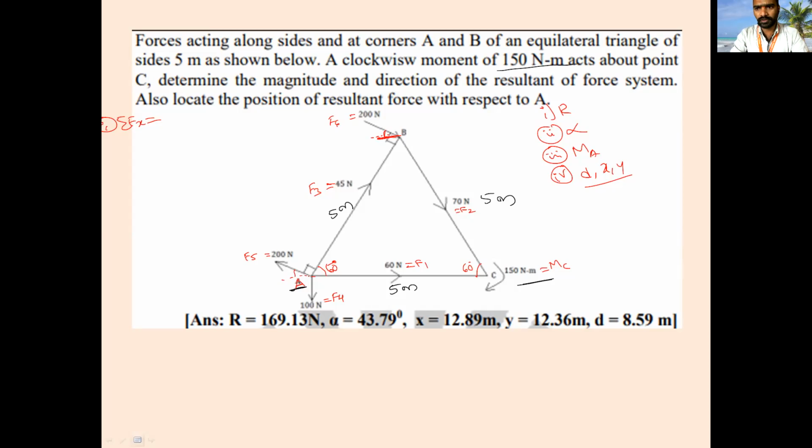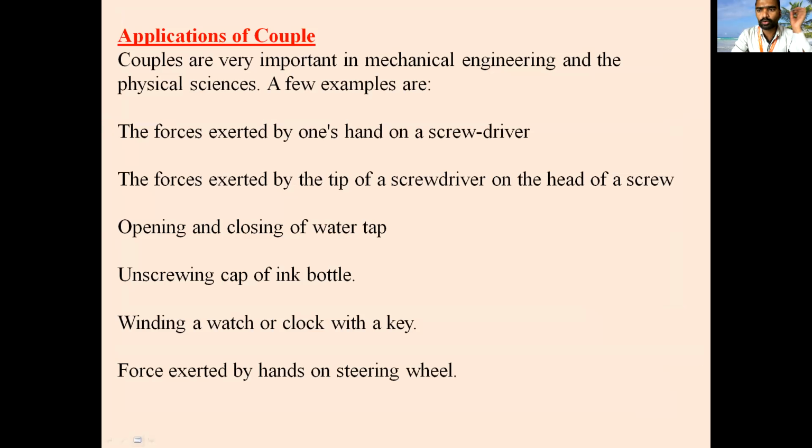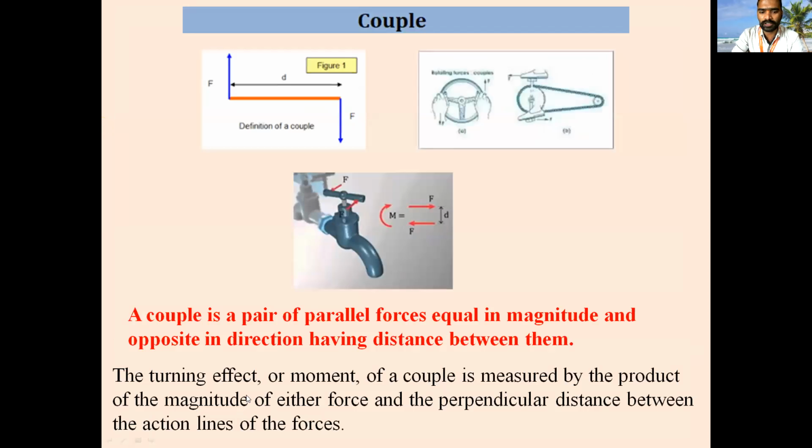Then how many types of couples are there? There are two types of couples. One is the clockwise couple, another one is the anti-clockwise couple. What is a clockwise couple? Positive direction. Yes, the couple is in the clockwise direction.